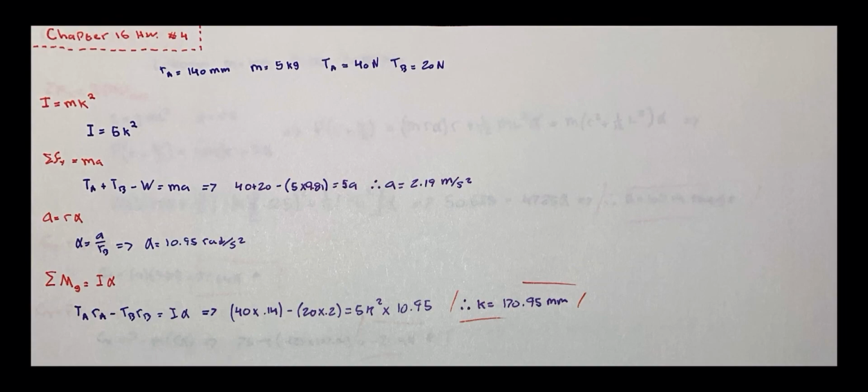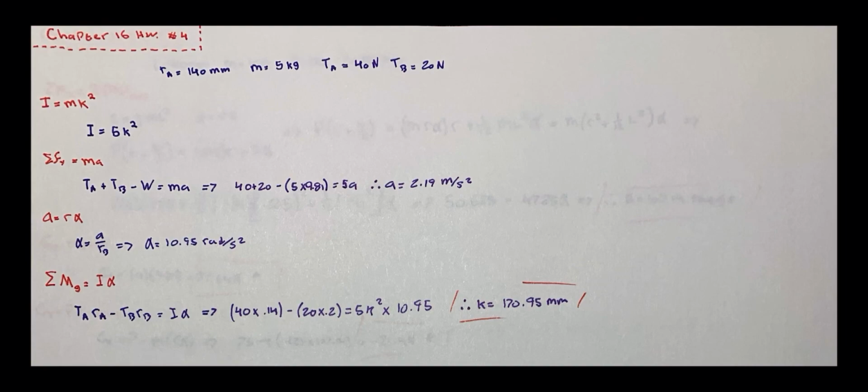And if we sum the forces in the y, we can solve TA plus TB minus the weight is equal to MA. We can solve for our acceleration from that equation. We know that acceleration is equal to the radius times the angular acceleration, which will give us our angular acceleration of about 10.95 radians per second squared.